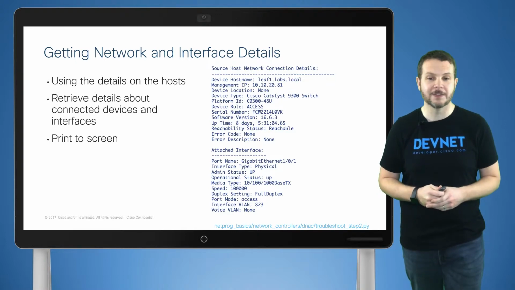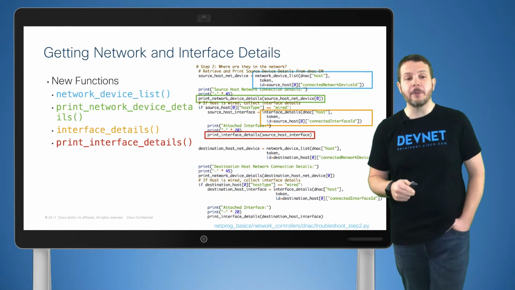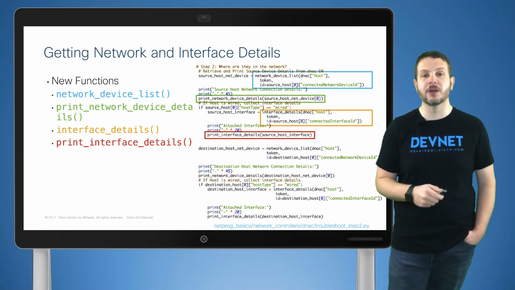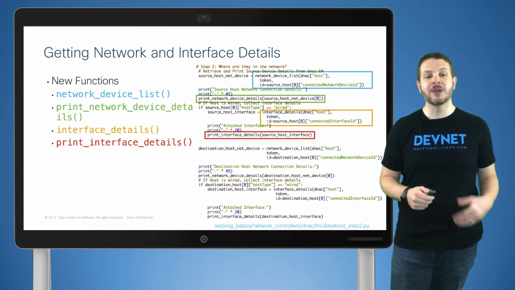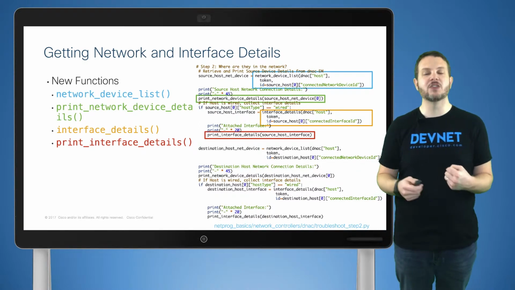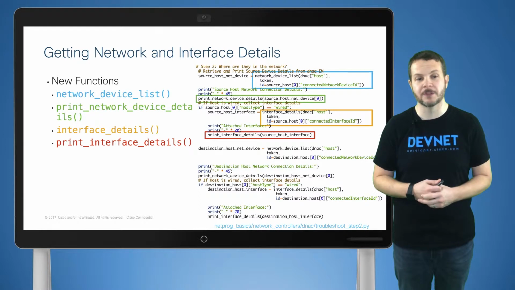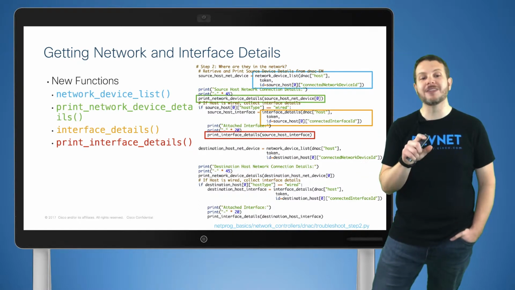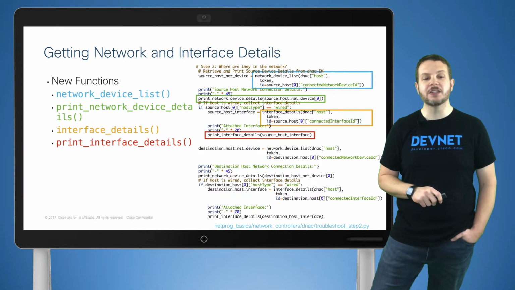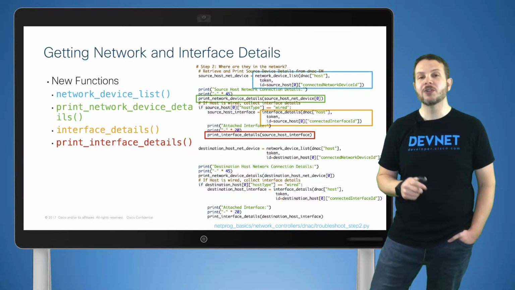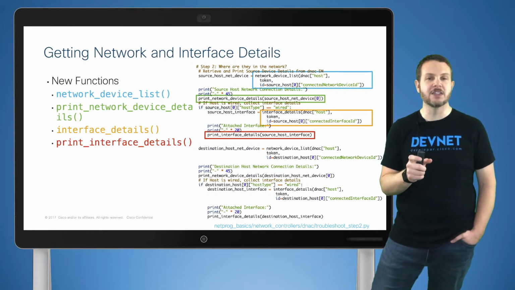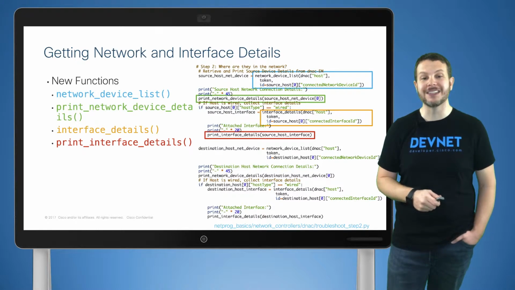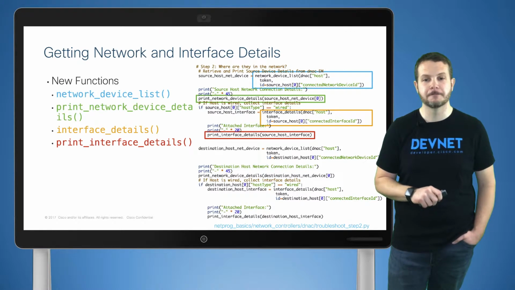For this step, we have 4 different functions. We need to retrieve the network device information with network device list. We then print out the network device information into that nice, easy to read details like we saw on the previous slide. With the network device information underway, now we want to do the same thing for the interface details, and we use the interface details function to retrieve information about the connected interface for the source and destination hosts. And then once again, a print function prints out the interesting bits of information to the screen.